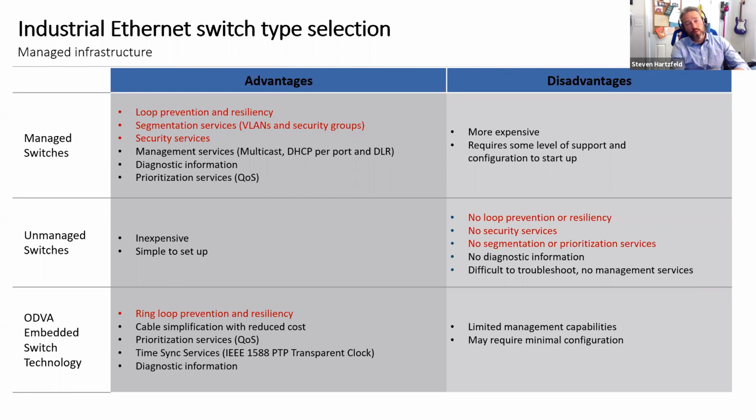And then beyond that, we have a number of devices, especially from Rockwell, that utilize ODVA embedded switch technology, which is a simple embedded switch inside the device itself that allows it to do some of the things that a managed switch can do, right? Whether it's that loop prevention or resiliency, quality of service, time synchronization. It can provide you with some of those network diagnostics as well, just like a switch, and it can help you, especially with things like linear topologies or ring topologies. It can help you simplify your cabling, which is a big area of cost when we're deploying networks. So it can help keep things simpler and reduce cost as well.